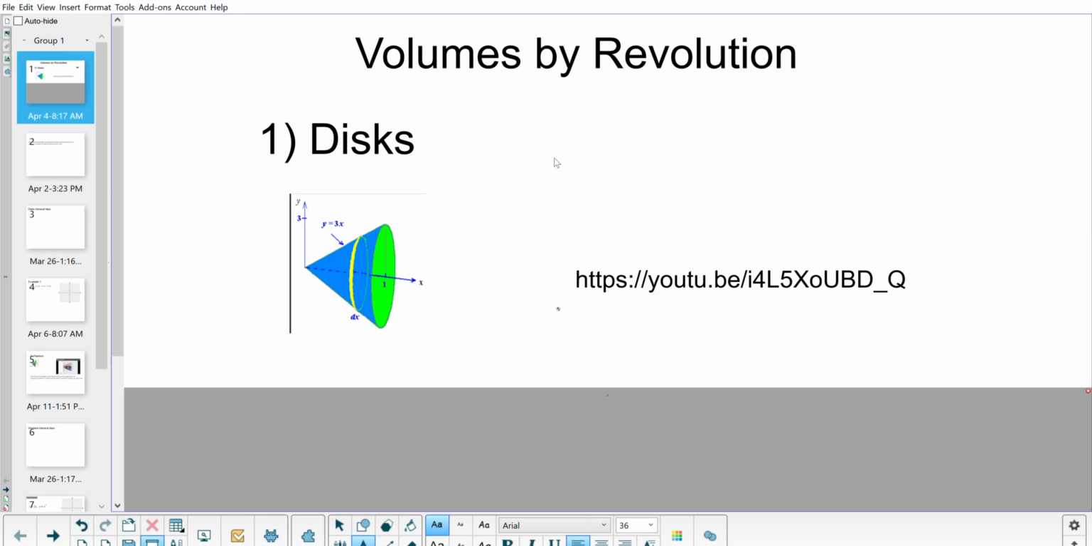Okay, volumes by revolution. So we just ended the last test doing area under a curve, an area between two curves. That was all working with 2 dimensions. This stuff is now going to be 3-dimensional. So instead of doing area, we're going to be doing volume. I want you to take a look at this; it's called disks. We're going to find volume by adding up a bunch of disks. Well, what in the world does that mean?